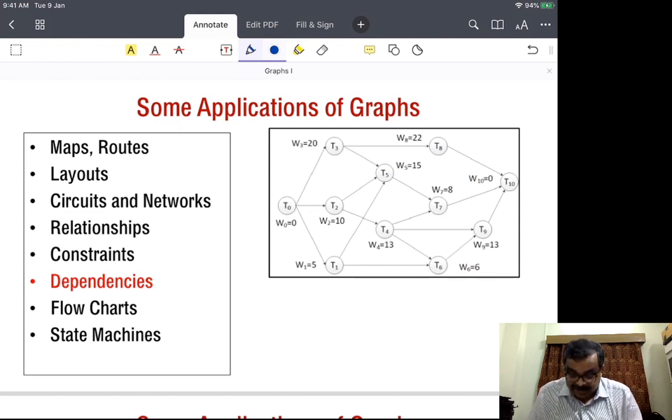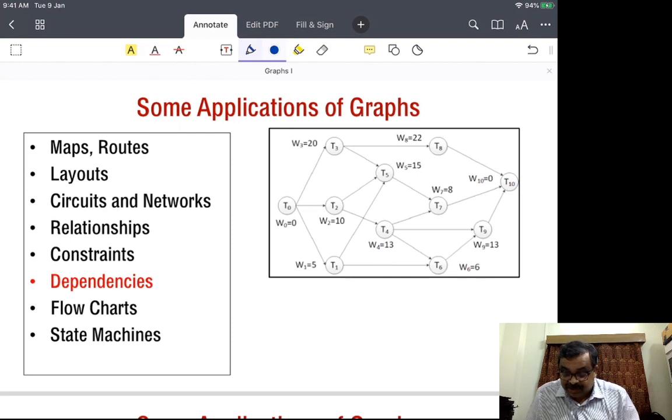Consider the example here. Here is a set of tasks. We have a set of 10 tasks. And each task is labeled by the amount of time that is required to execute that task. So after T0 is executed, you can execute T3, T2 and T1. You cannot execute T1, T2 and T3 before you execute T0. You can execute T5 only if you execute T2 and T3 and T1.